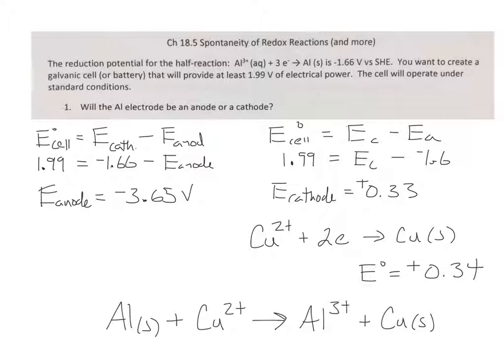In the same reaction, the copper 2+ is gaining electrons. It's going from copper 2+ to copper 0, copper metal. So it's acting as the cathode.